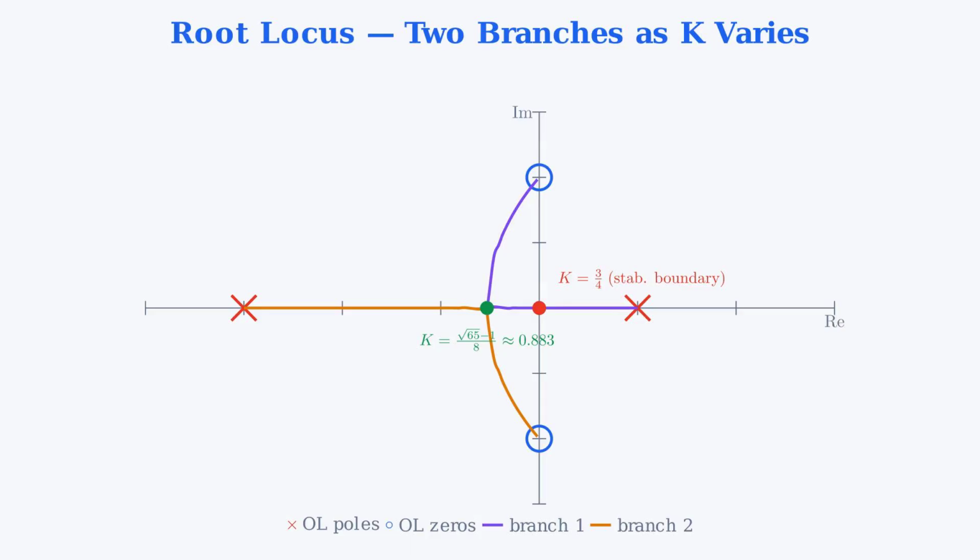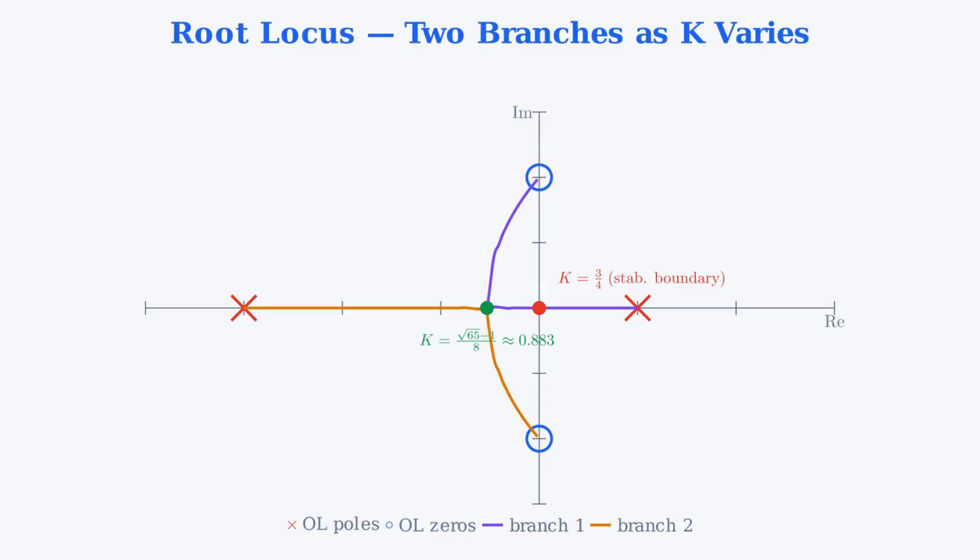Rule 3. Real axis segments. A point on the real axis lies on the locus if and only if the total number of open-loop poles plus zeros to its right is odd. Real poles are at -3 and +1. Real zeros, none, since the zeros are at plus or minus 2j. Test the segment between the real poles. To the right of any point in this segment sits one open-loop pole, the one at +1. Count is 1, odd. So this segment is on the locus.